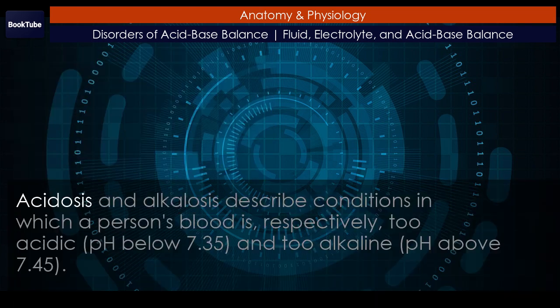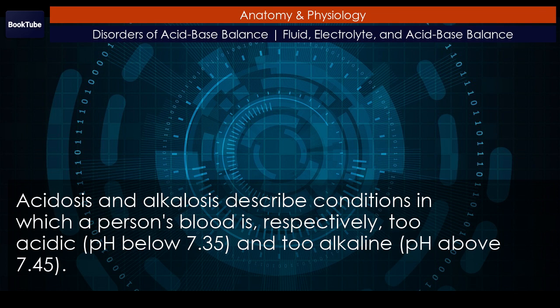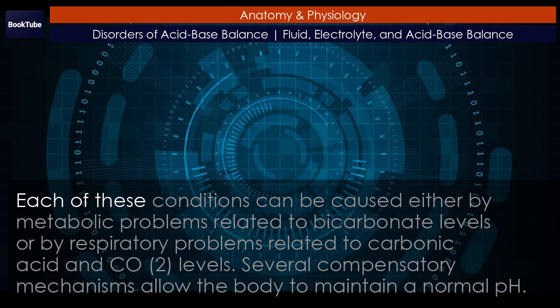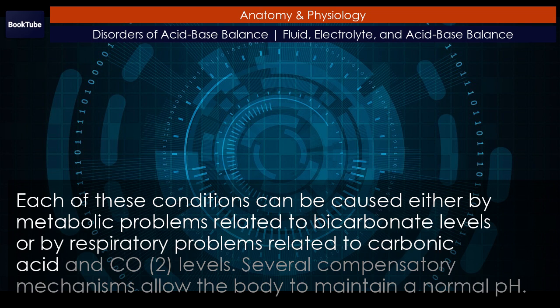Chapter Review. Acidosis and alkalosis describe conditions in which a person's blood is, respectively, too acidic, pH below 7.35, and too alkaline, pH above 7.45. Each of these conditions can be caused either by metabolic problems related to bicarbonate levels, or by respiratory problems related to carbonic acid and CO2 levels. Several compensatory mechanisms allow the body to maintain a normal pH.